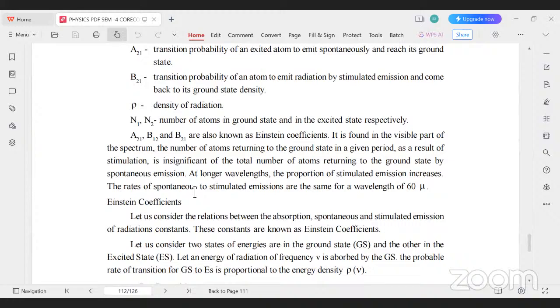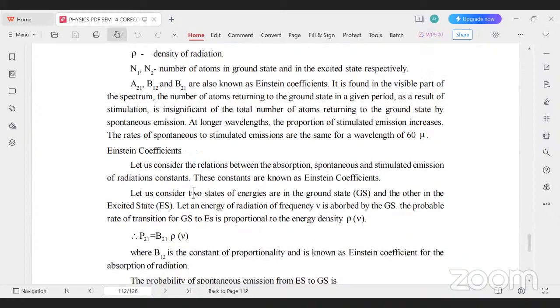So for the Einstein coefficients, let us consider the relation between the absorption, spontaneous and stimulated emission of radiation constants. These constants are known as Einstein coefficients. Now we are talking about how these coefficients arise. Let us consider two energy states: the ground state, G of S, and the excited state, E of S.